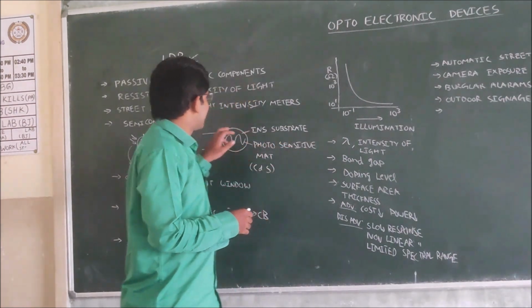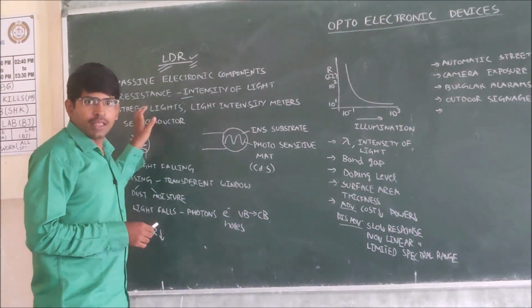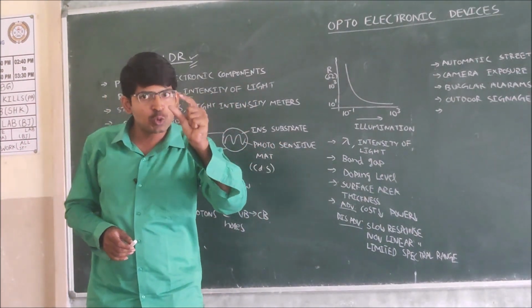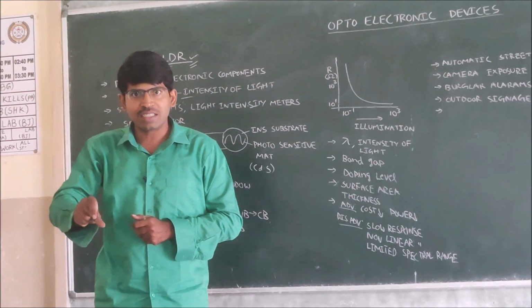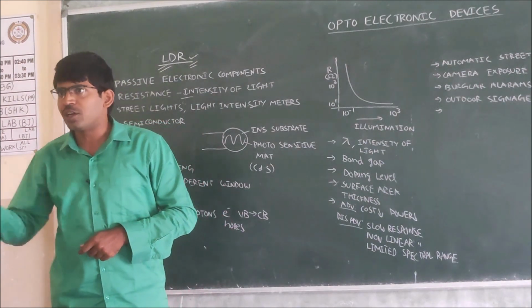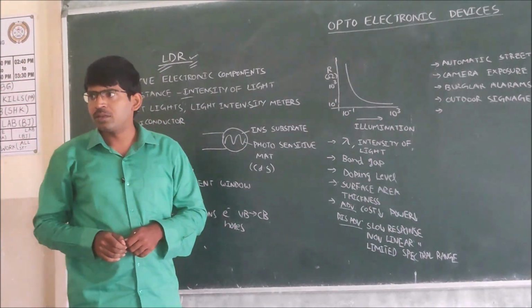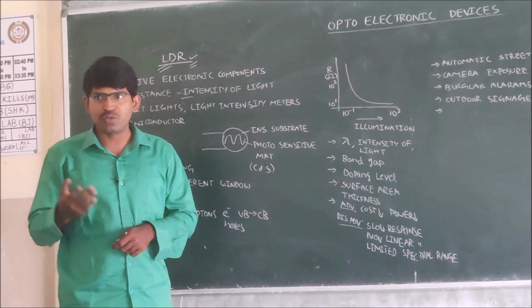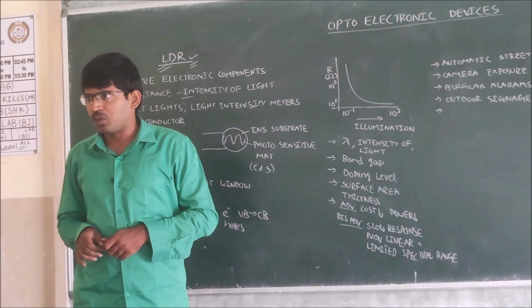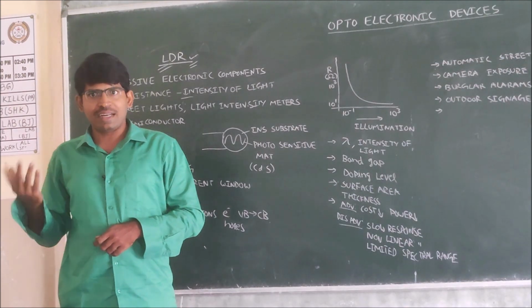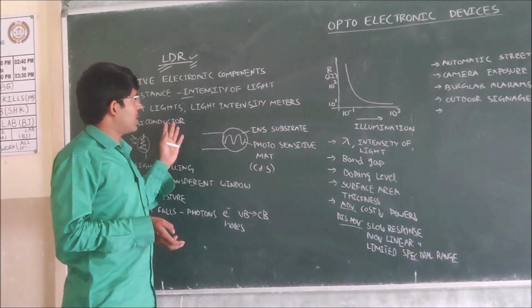In the automatic street lights, we use this LDR. When the light falls, the resistance decreases. Automatically, it will give an indication that you have to turn off the light. By using a transistor, which we have already discussed, we can design a simple electronic circuit using the LDR and transistor for the automatic street light.